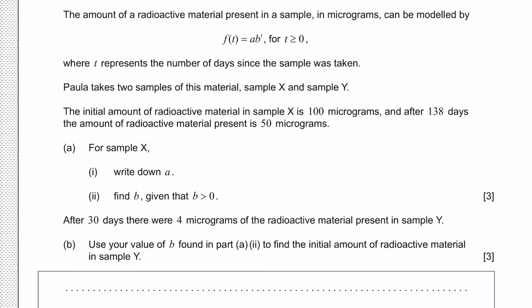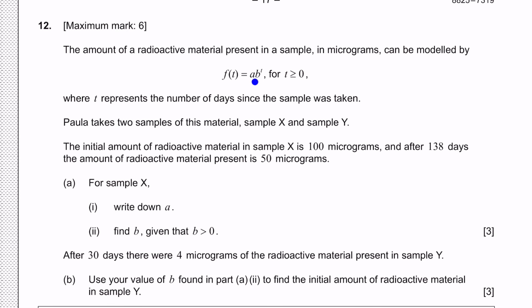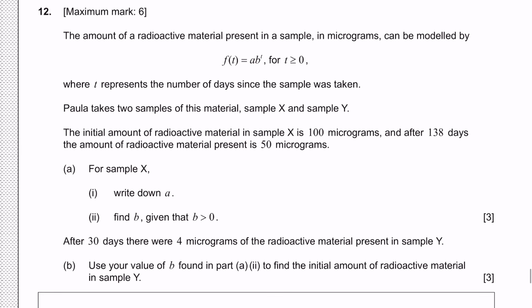Part A. For sample X, we are asked to write down a and then find b, given that b is greater than 0. Looking at this original equation, we have 2 unknowns essentially. t is the variable that we substitute for time, the number of days since the sample was taken, but a and b are constants that we need to find. In these situations, especially for exponential functions, we often want to make use of some initial parameters that they've given us.